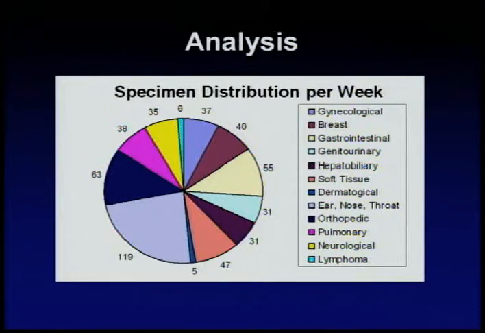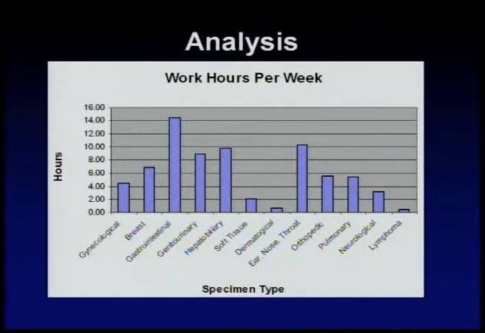Here on this graph, we see the distribution per week by specimen. Each category is listed on the right, and they are divided with the most being ear, nose, and throat. On this graph, we see work hours per week divided by each specimen type, the highest being gastrointestinal and ear, nose, and throat.